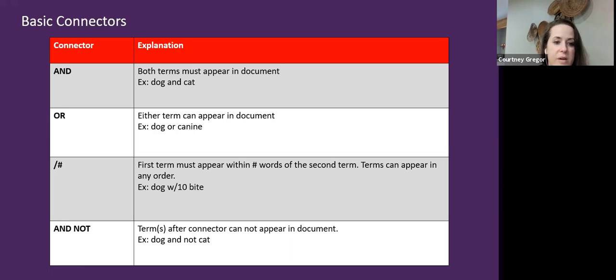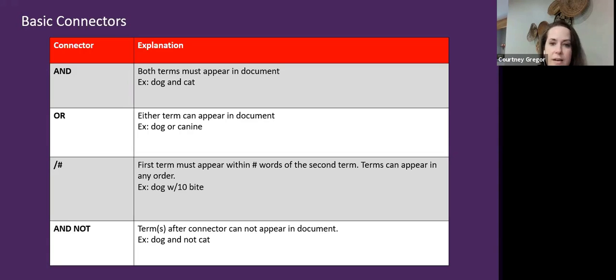You may notice here we've got either just the / number or the W / number. They will both work exactly the same. It's just a personal preference. So if it helps you to remember that / number stands for within, you could use that W / number. And this is also going to find those terms in any order around each other. So we could have dog bite, or we could have bite dog. And so that's another thing to keep in mind: does the order of your terms affect the meaning? And we'll talk about that again in just a second as well.